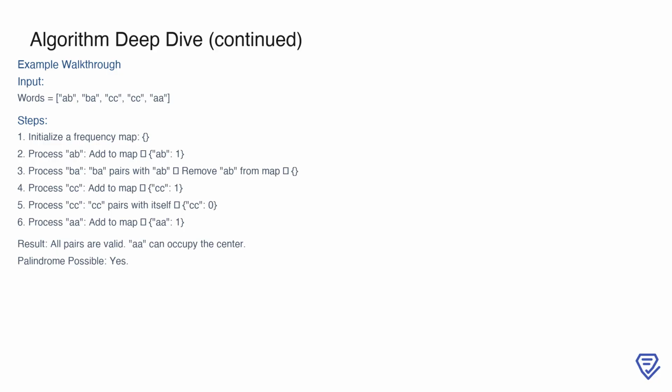Moving on, we process cc, a self-mirrored word, and add it to the map, resulting in cc1. The next cc pairs with the first, so we update the map to cc0. Finally, we process aa, another self-mirrored word, and add it to the map, resulting in aa1. At this point, all pairs are valid, and aa can occupy the center since it is the only unpaired self-mirrored word. Thus, forming a palindrome is possible in this case.